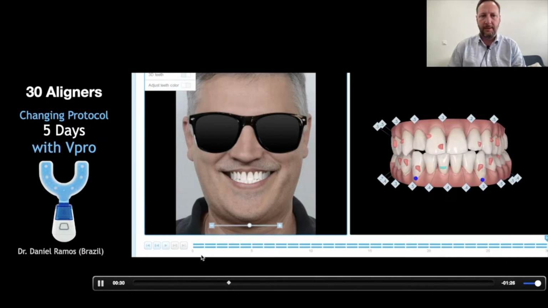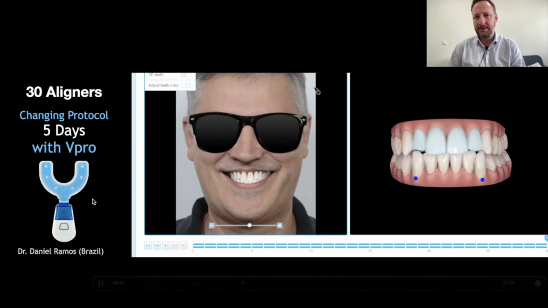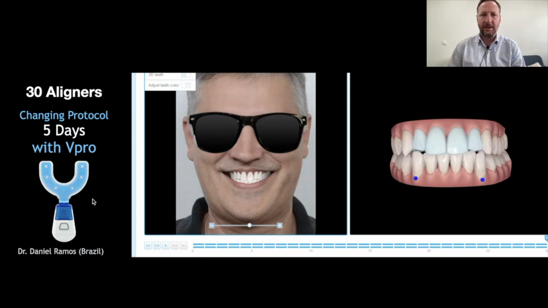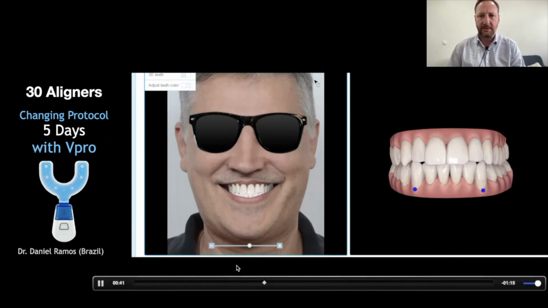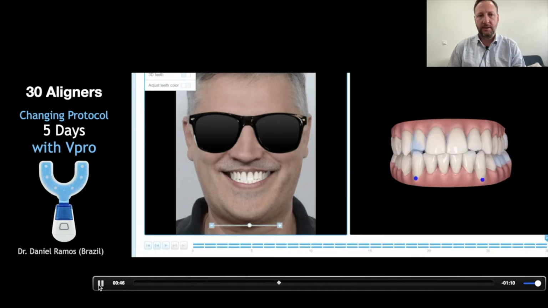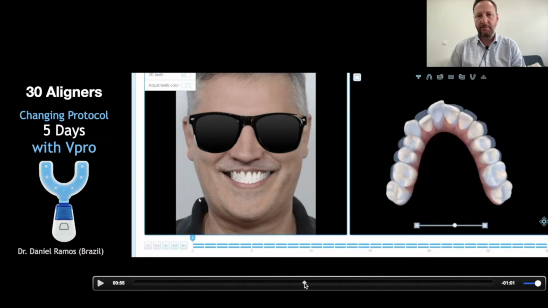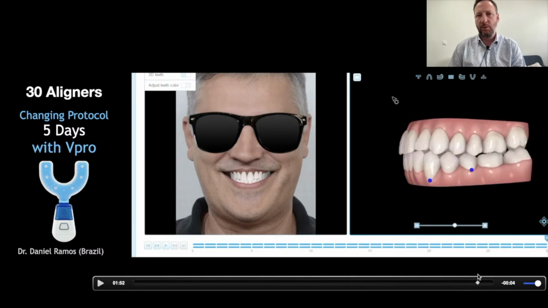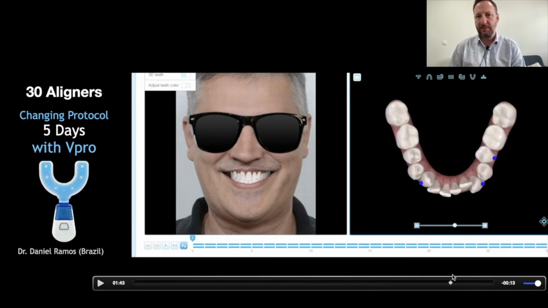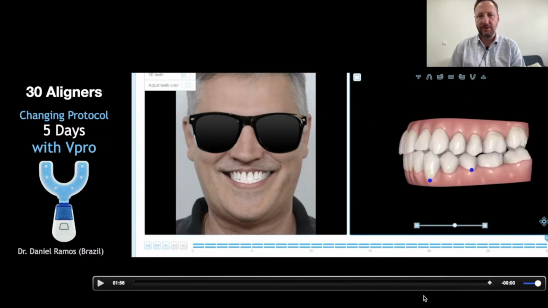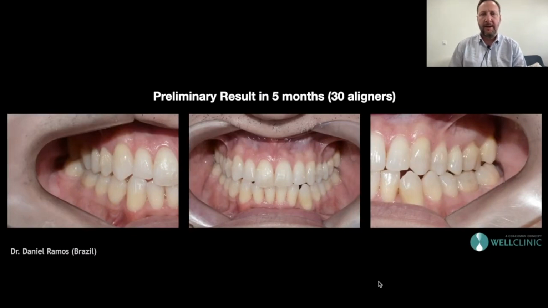Okay, and I mentioned to this patient that this vibration device exists, and he didn't think twice. When I explained to him that he could change in 5 days instead of 10 or 14, this was something that for him was very important. Okay, and here we can see that planning the movements with the design in mind that we already tested on the patient's face is much easier. Much better. And with 30 aligners using the vibration, this is the outcome we could achieve in 5 months.